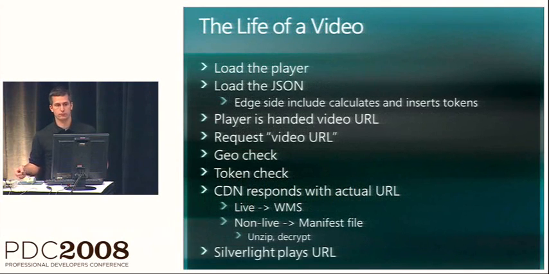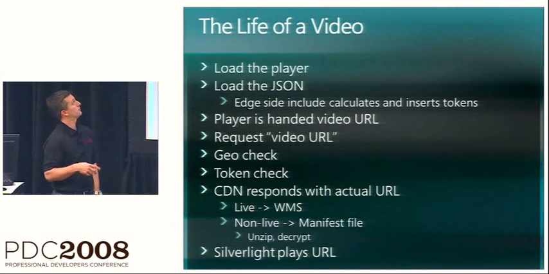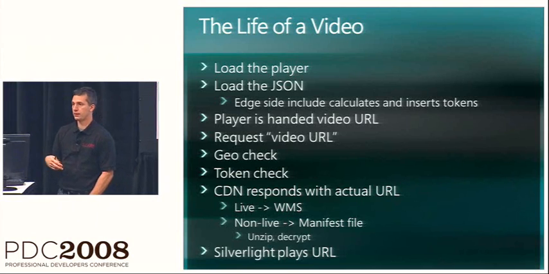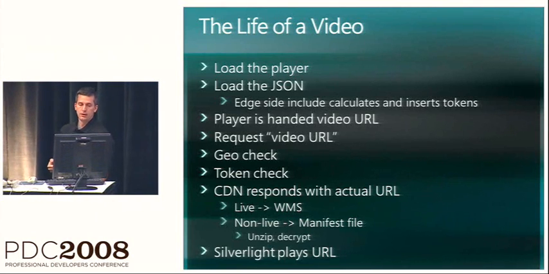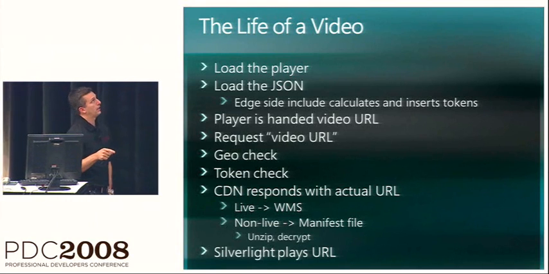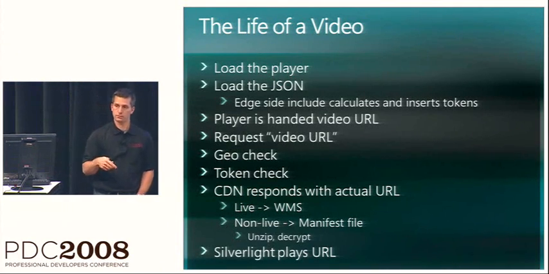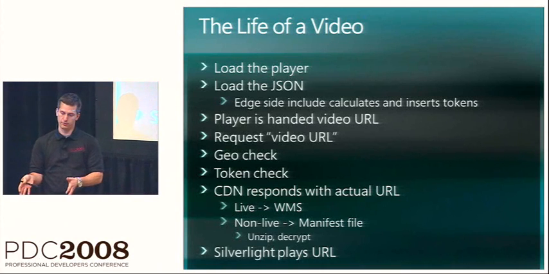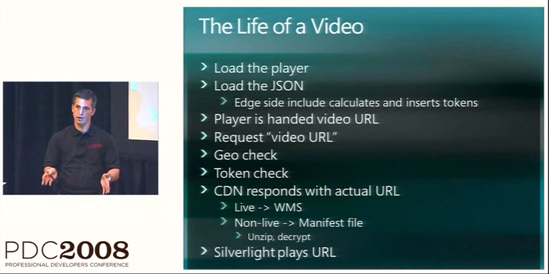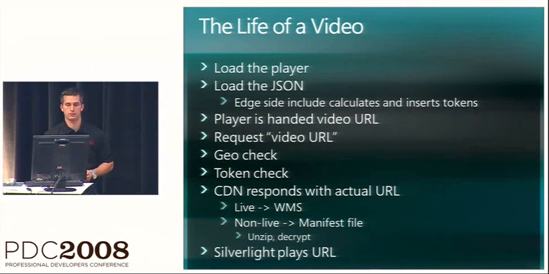So really, where do babies come from, or how does video ultimately get to those players, is the following. We loaded up the player. We parsed that JSON file. We used edge side includes at Akamai to do that calculation and insertion of tokens. So we had to go to Limelight and to Level 3 and come up with our shared secret and our hashing mechanism. And then Akamai did the calculation and insertion.